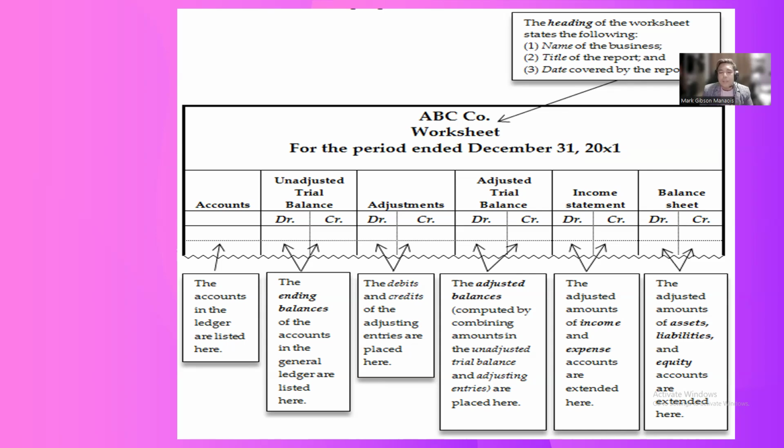After getting those adjustment entries in, we can now come up with the adjusted trial balance. The adjusted trial balance is computed by combining the amounts in the unadjusted trial balance plus any adjustments. The next columns are for your financial statements. We have the income statement here. The adjusted amounts of income and expense accounts are extended here, and your balance sheet. Basically, your assets, liabilities, and equity.